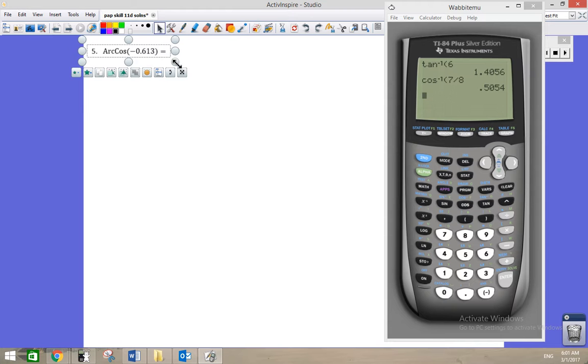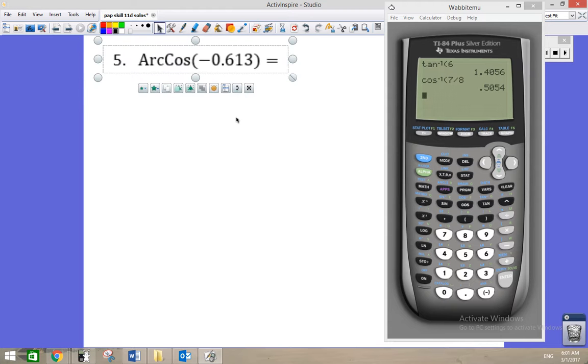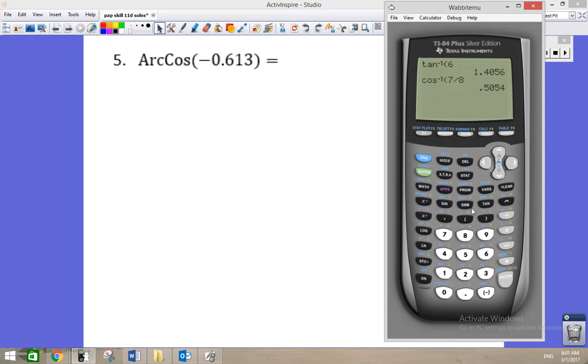Arc cosine is just a different notation for an inverse cosine. Don't let the different notation bother you. There's our answer for number five.